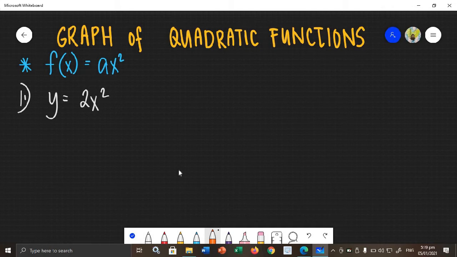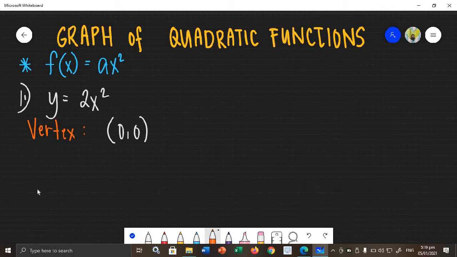So, in this type of quadratic function, yung vertex nito is always at the origin. Which is, when we write that into ordered pair, we will get 0, 0. Laging at the origin yung vertex ng ganitong form ng quadratic function.